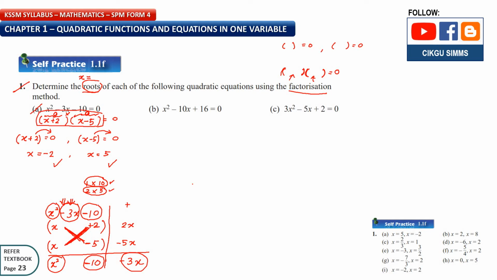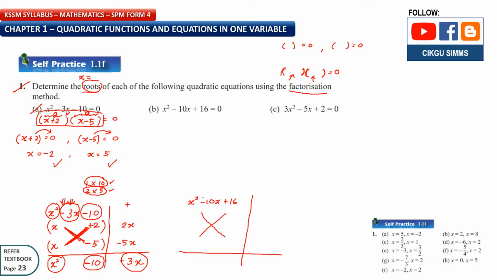Okay, so let's do the second question. So you do the same thing. You can try it yourself first. X squared minus 10x plus 16. And then you draw a box and then a cross.